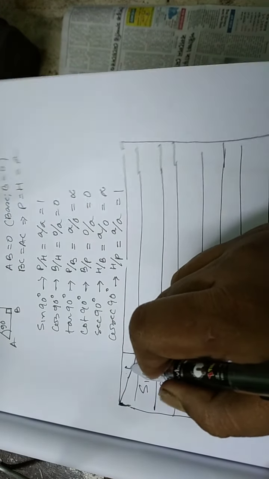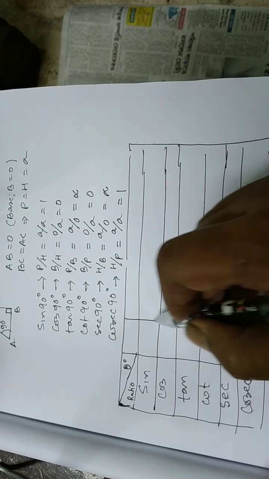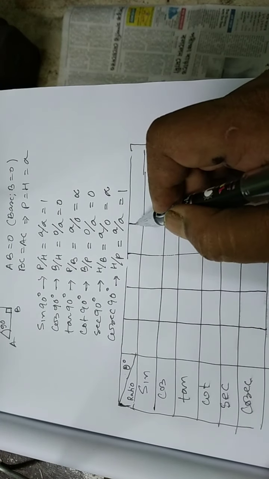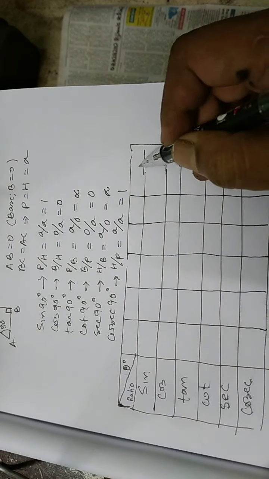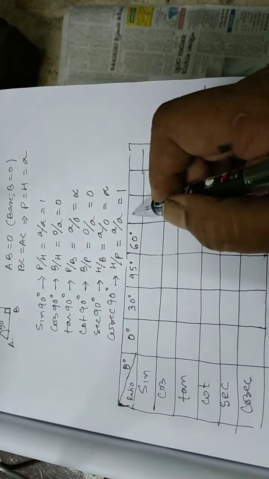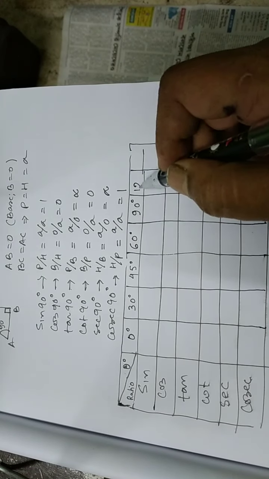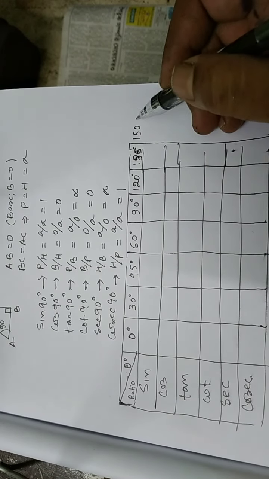This is angle theta in degrees. This is ratio. 0, 30, 45, 60, 90, 120, 135, 150, 180.